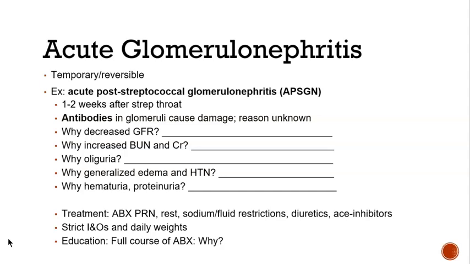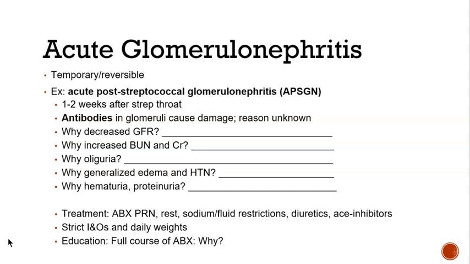So we need to think about what happens when the filtering part of our kidney is damaged. Well, with that, our GFR is going to decrease. So we'll see a decreased GFR because the glomeruli are damaged, are inflamed. And because the GFR is low, we'll see an increase in the BUN and the creatinine. That's due to the decreased GFR because we are holding on to toxins. We also typically see oliguria, and that is because the kidneys are filtering slowly and not producing urine.